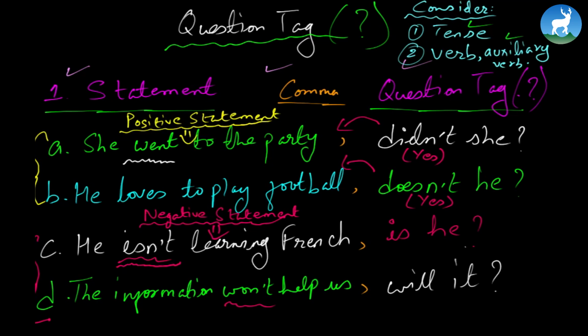On the other hand, whenever the statement is negative, he isn't learning French, with a positive question tag, we expect the answer no. He isn't learning French, is he? No, he isn't. The information won't help us, will it? No, it won't. See, this is again the next rule to consider. Whenever the question tag is negative, we expect a positive answer, or we expect yes. Whenever the question tag is positive, we expect the answer no. For the first one, he went to the party, didn't he? Positive statement, negative question tag, answer is yes. Whenever the statement is negative and the question tag is positive, we expect the answer no.